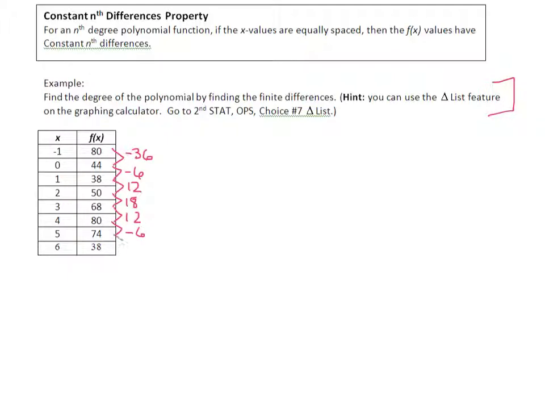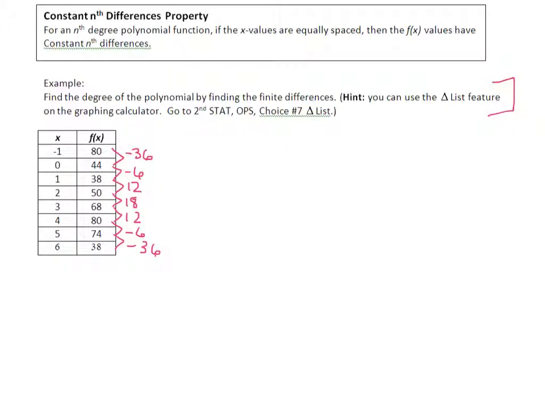You do need to be careful about the direction here. You need to be consistent and go the same direction each time. So I'm doing the number that is further down on the list, subtract the one that's above it. So 44 minus 80 is negative 36, 38 minus 44 is negative 6, 50 minus 38 is 12, 68 minus 50 is 18, 80 minus 68 is 12, and so on.